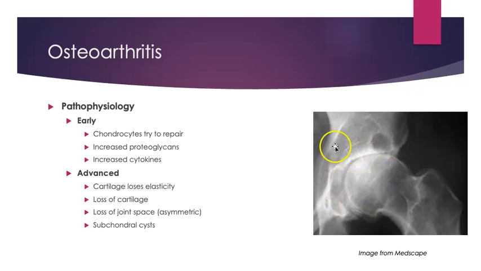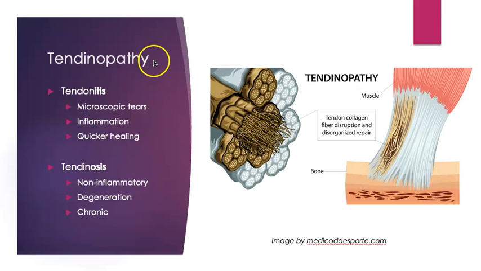And that's why it's very characteristic of osteoarthritis to have this asymmetrical pattern of joint space narrowing, these subchondral cysts. Let's move on to tendinopathy. Tendinopathy is kind of this catch-all term for tendinitis, tendinosis, peritendinitis, all these different tendon pathologies.